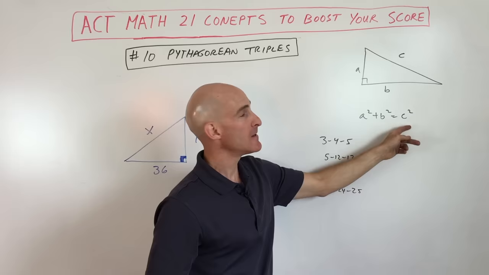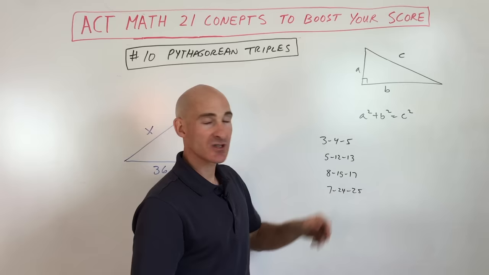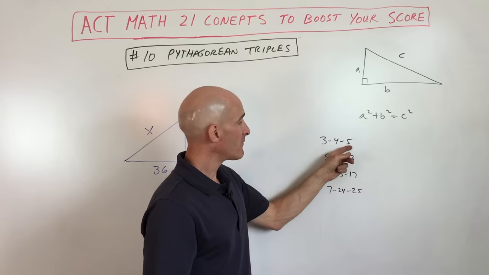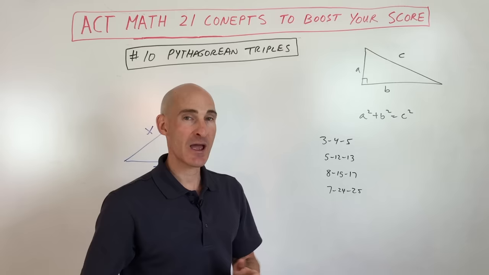And here's four of the ones that come up the most on the ACT, and they're the most common because they're the smallest triples, but they're integers that form a right triangle. So 3, 4, and 5, if you take 3 squared plus 4 squared, that equals 5 squared. 5, 12, 13, 8, 15, 17, 7, 24, 25. So the number here on the end on the right, that's the hypotenuse, that's the longest side.